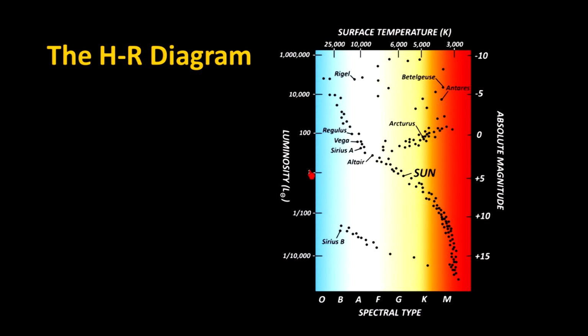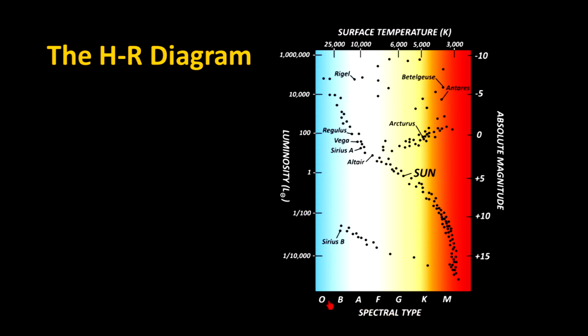It does look very complicated, but let me try to break it down for you in a fairly easy way. On the diagram, what we have are 4 sides, and each side describes a physical property of a star. Across the top is the star's surface temperature. Across the bottom is the star's spectral type.